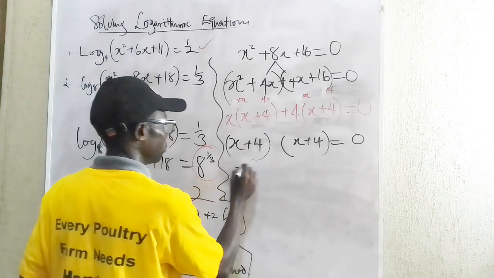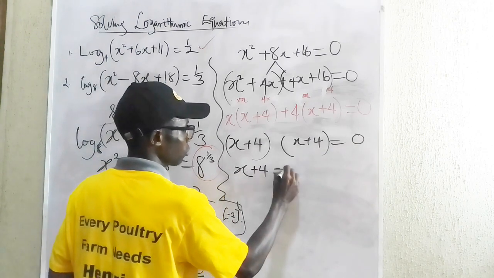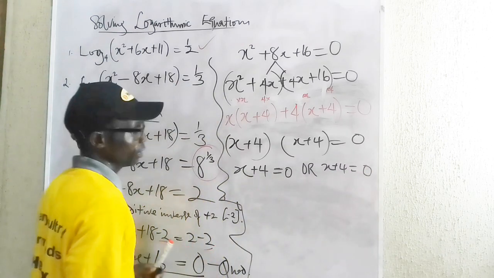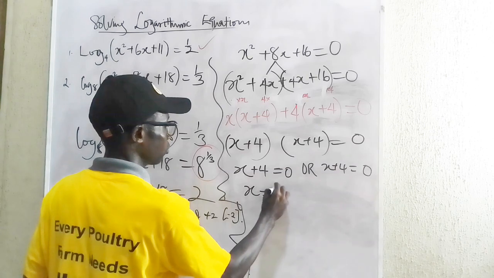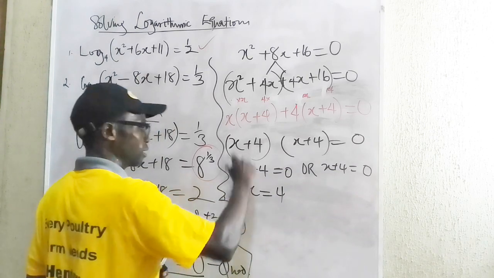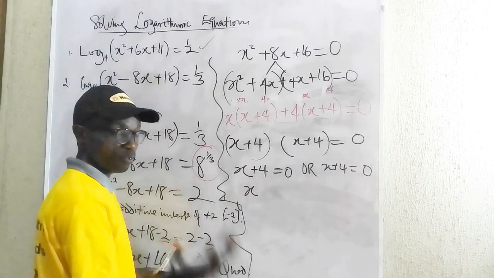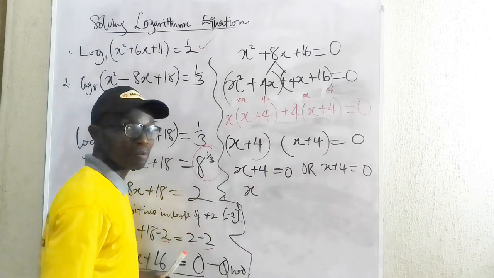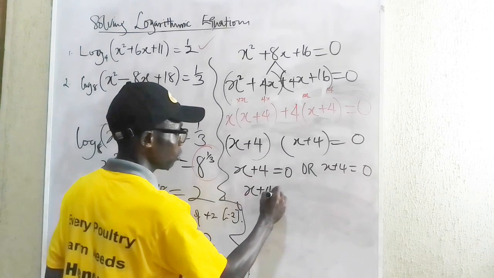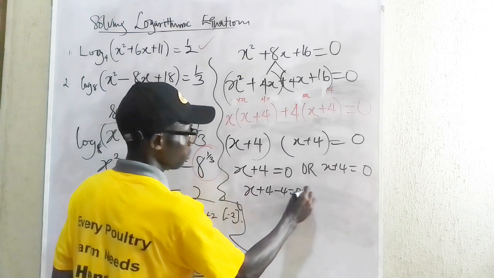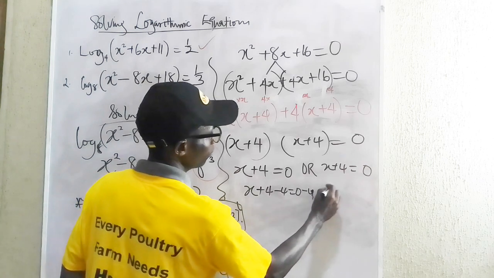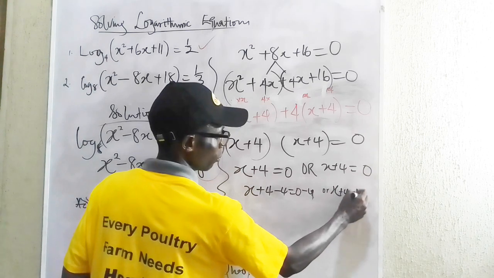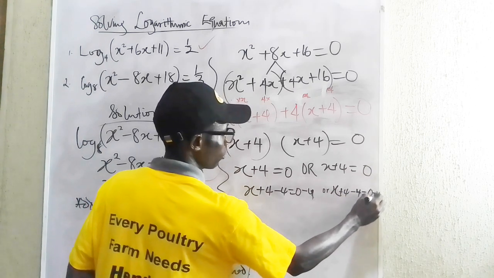Now let me separate them. x plus 4 is equal to 0, or x plus 4 is equal to 0. So what is it? It means that x is equal to 4. No, what is the additive inverse of 4? Minus 4. Or you say plus 4 crosses the equal sign and becomes minus 4. Or do the additive inverse: x plus 4 minus 4 is equal to 0 minus 4.